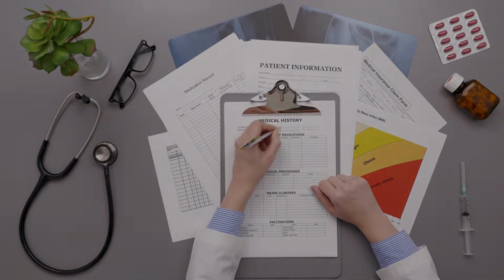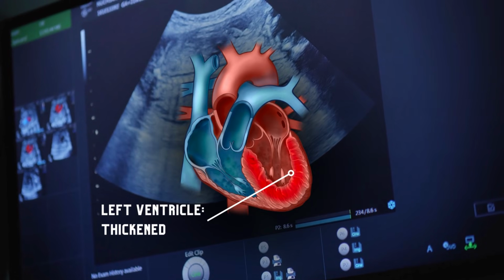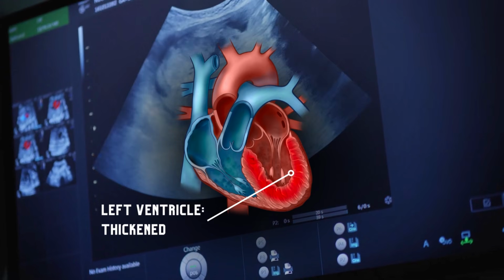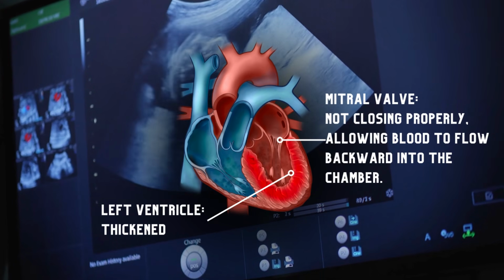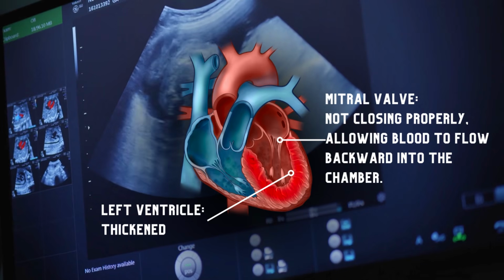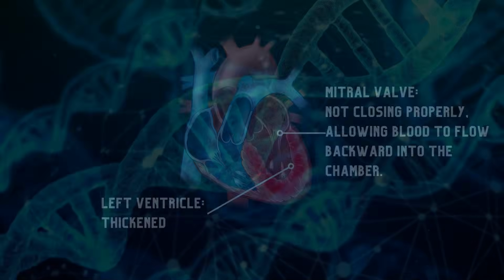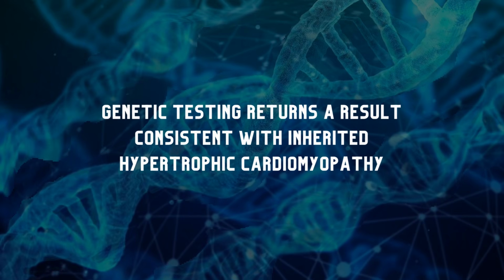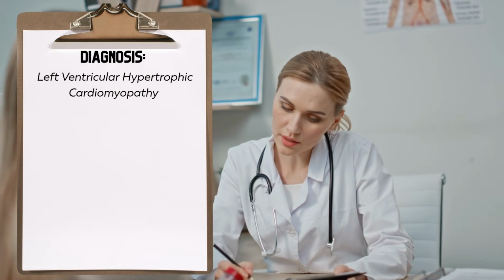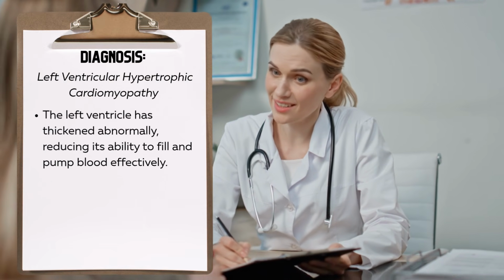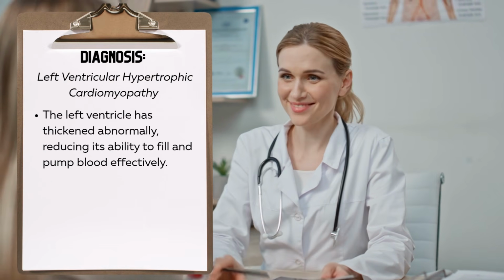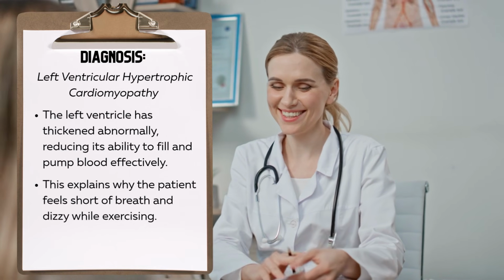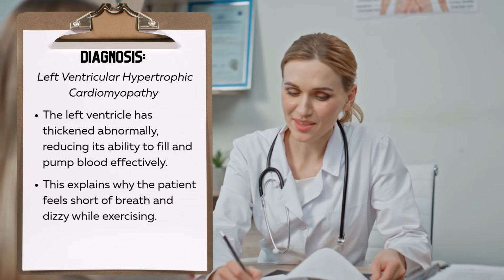You order an echocardiogram. The imaging confirms thickening of the left ventricular wall and shows that the mitral valve is not closing properly, allowing a small amount of blood to flow backward into the chamber. You also run a genetic test, which returns a result consistent with inherited hypertrophic cardiomyopathy. You meet with the patient and her parents to discuss the diagnosis. You explain that her heart muscle has thickened abnormally, reducing the left ventricle's ability to fill and pump effectively, which is why she feels short of breath and dizzy when her body demands more oxygenated blood during exercise.